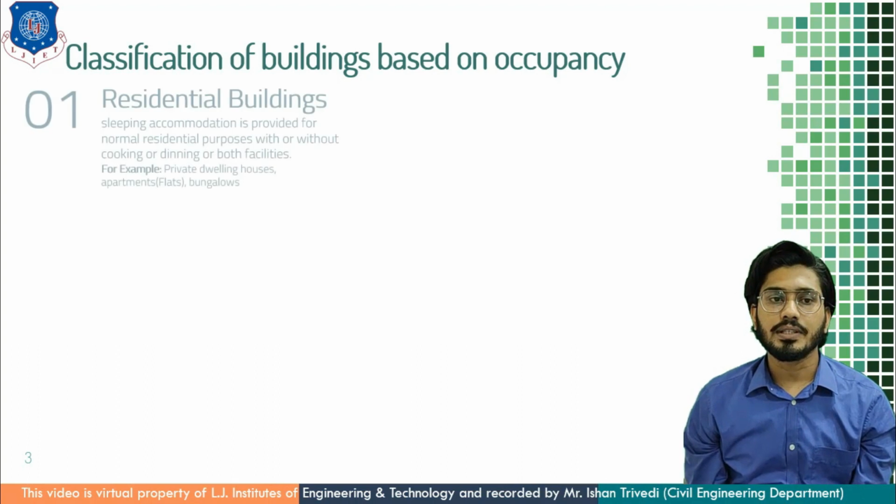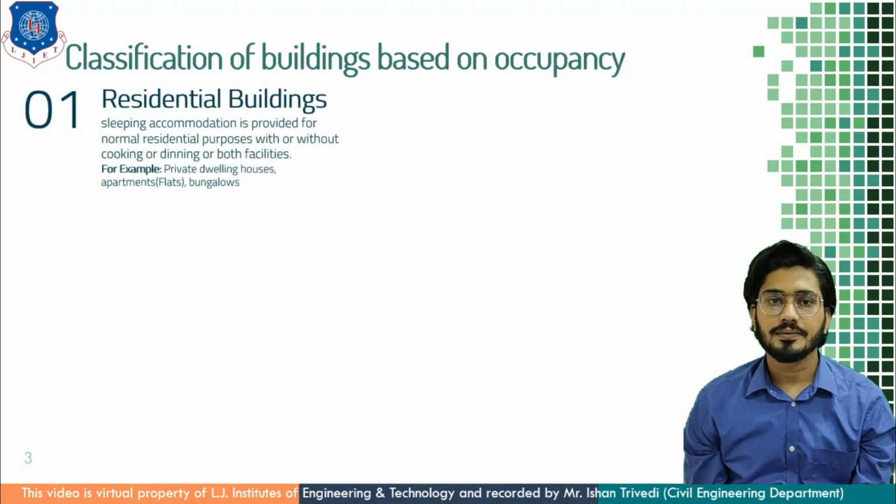Let us start with residential buildings. These are the buildings in which sleeping accommodation is provided for normal residential purposes, with or without cooking or dining, or both the facilities. For example, private dwelling houses, apartments, flats, bungalows are examples of residential buildings.